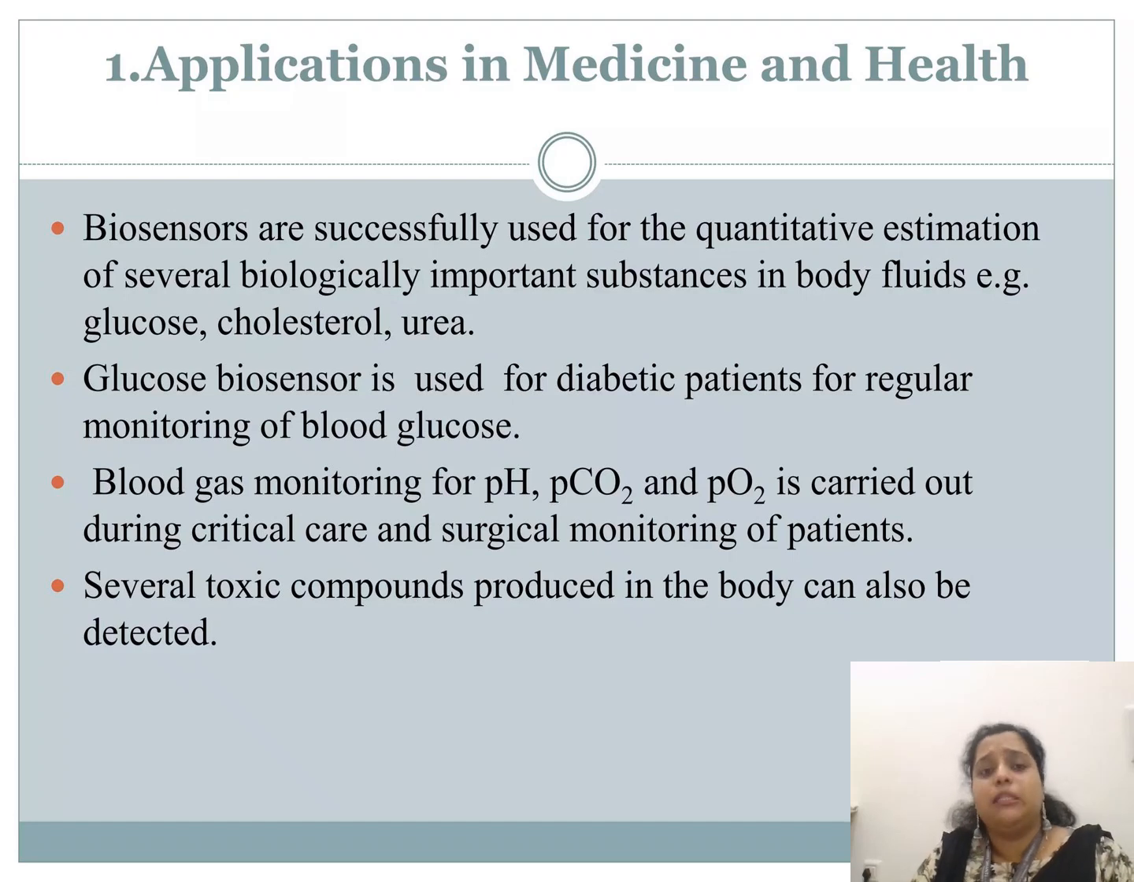So talking of applications in medicine and health, biosensors are successfully used in quantitative estimation of several important substances in the body, say glucometer for glucose, cholesterol, urea. Glucose biosensors are used for diabetic patients for regular monitoring of blood glucose. Blood gas monitoring can also be done, like you check your partial pressure of oxygen, carbon dioxide during critical care or surgical monitoring. That is also a biosensor. So every drug can be tested using a biosensor or toxic compounds produced in our body can be detected using biosensor if you talk of medicine and health.